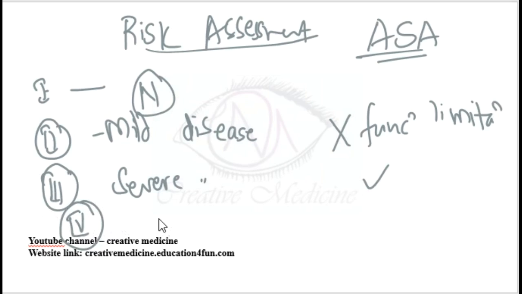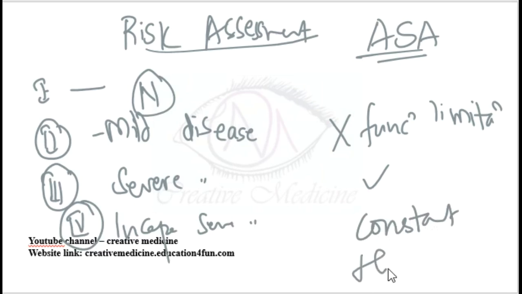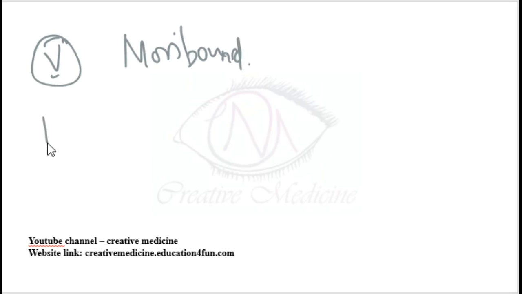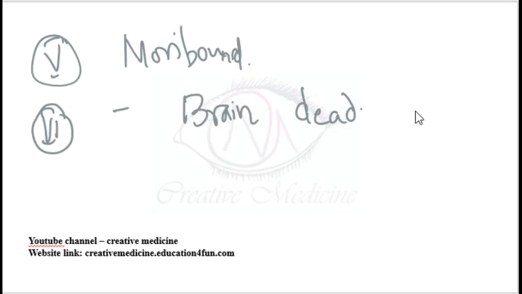In grade 4, there is incapacitating severe disease which is a constant threat to life. Here the patient has incapacitating severe disease which is a constant threat to life, like renal failure. In grade 5, the patient is moribund. That is, surgery is the only thing that is available for this patient. In grade 6, the patient is brain dead. That is, here the surgery is done mainly for organ donation.